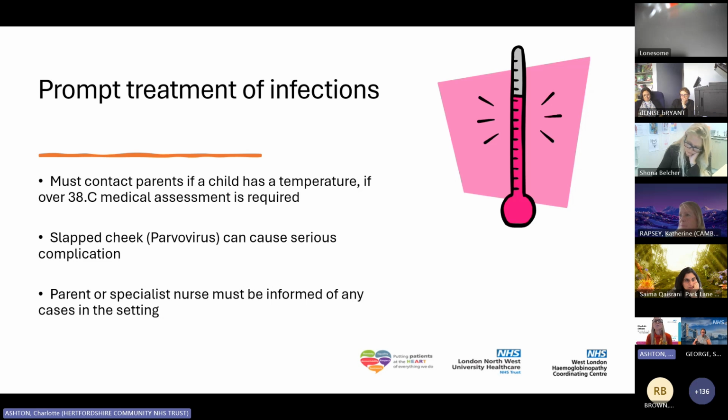And so we make sure that all our children who have a temperature above 38 degrees have a medical assessment and bloods to ensure that it isn't a nasty pneumococcal infection. And as Leanne said, a complication in sickle cell is slapped cheek, which is the parvovirus, and it is a serious complication in sickle cell. And that's when the blood can pool into the spleen and cause severe anemia.